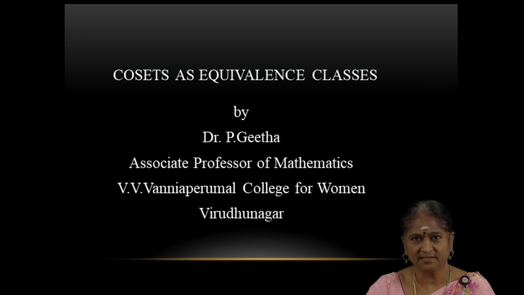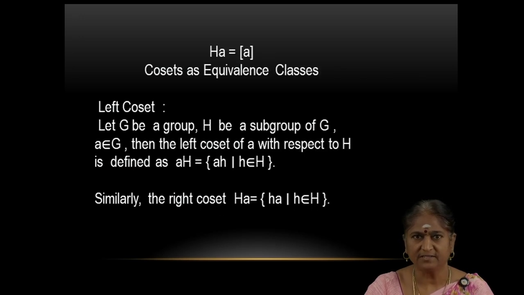Let us discuss cosets, equivalence classes, and how cosets form equivalence classes in group theory. We first define what a left coset is. Let G be a group, H be a subgroup of G, and let a be an element that belongs to G. Then the left coset of a with respect to H is defined as aH, equal to the set of all ah such that h belongs to H.